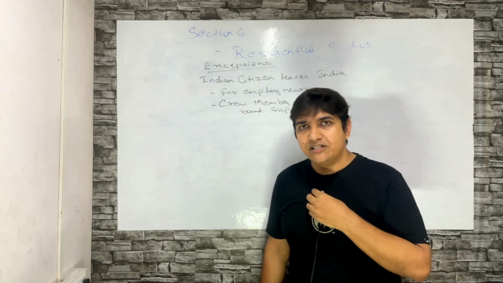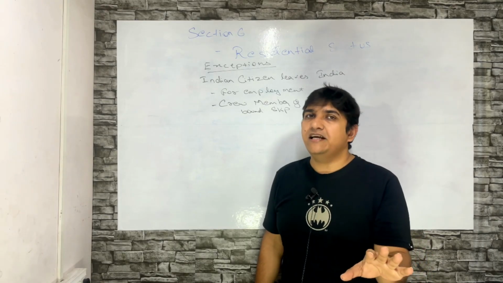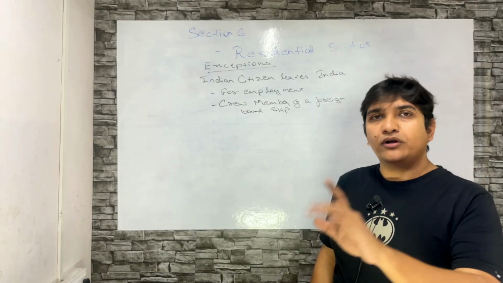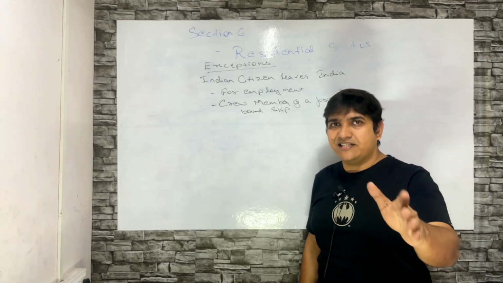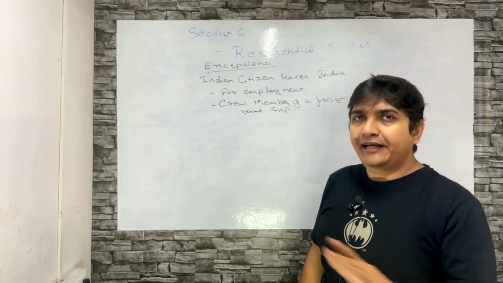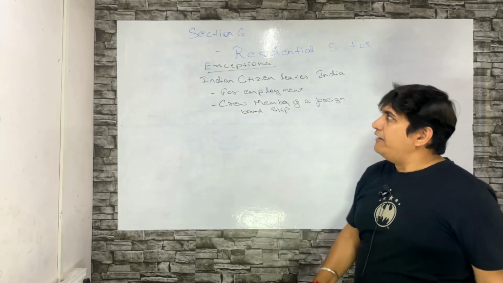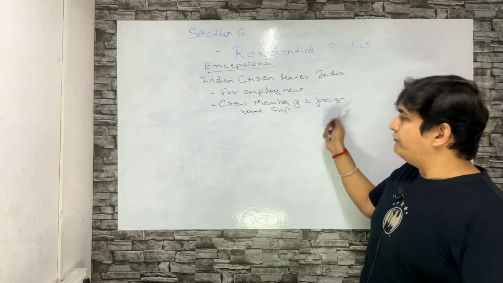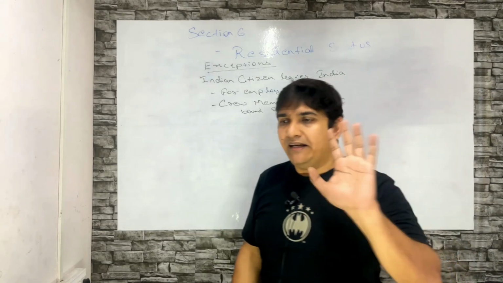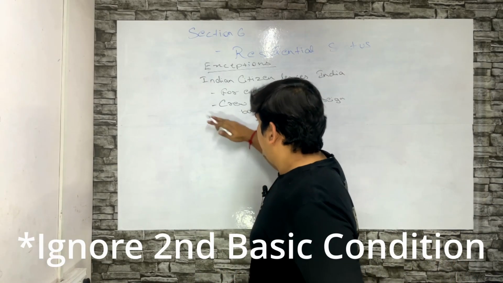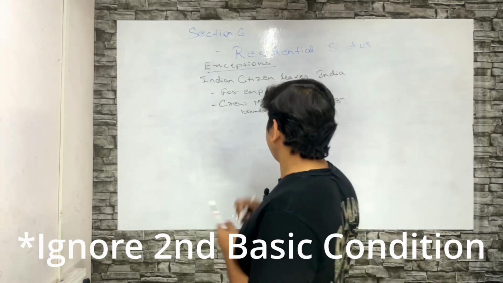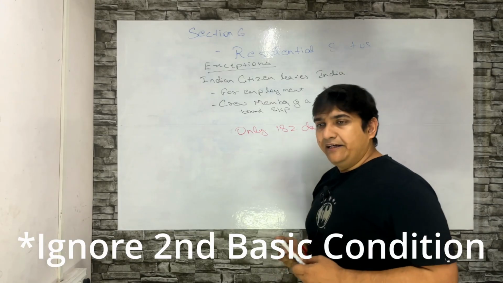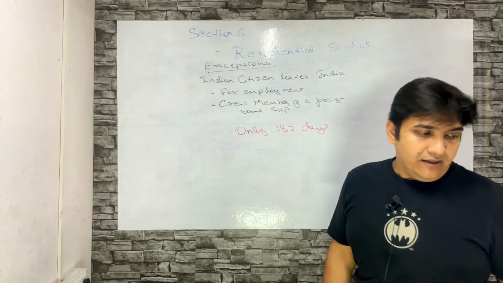The second basic condition says stayed in India for 60 days or more, and 365 days or more in the previous 4 years. That second condition, 60 days and 365 days, need not be checked if an Indian citizen is leaving India for employment or as a crew member of a foreign bound ship. Then only the 182 days condition has to be checked.